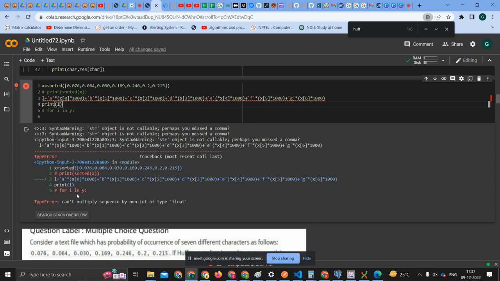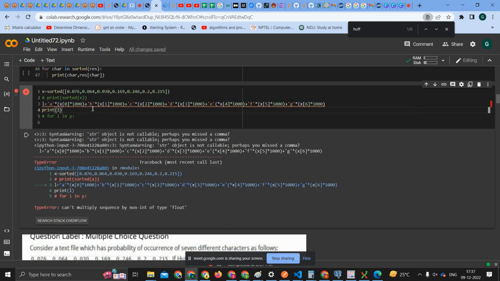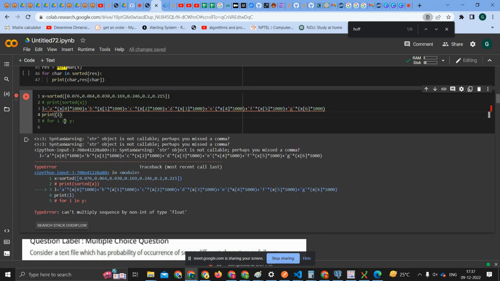It's saying can't multiply sequence by non-int type float. Where is the float coming from? Okay, so that multiplication you're doing with 1000, it is taking it in floats, huh? So you'll have to do int of that also. This part actually, x of 0 into 1000, it is doing it in float. You'll have to do this. Okay, I can just copy paste this. Okay, easier.